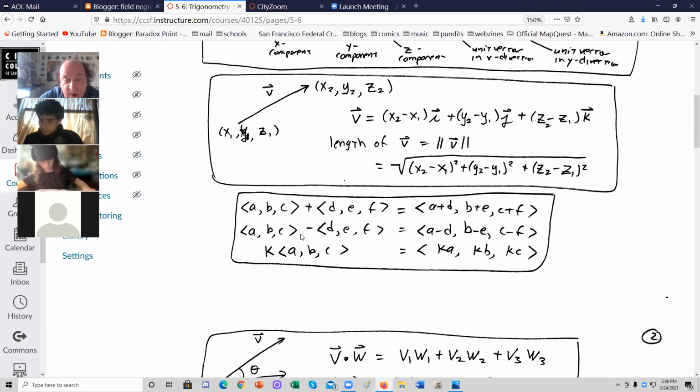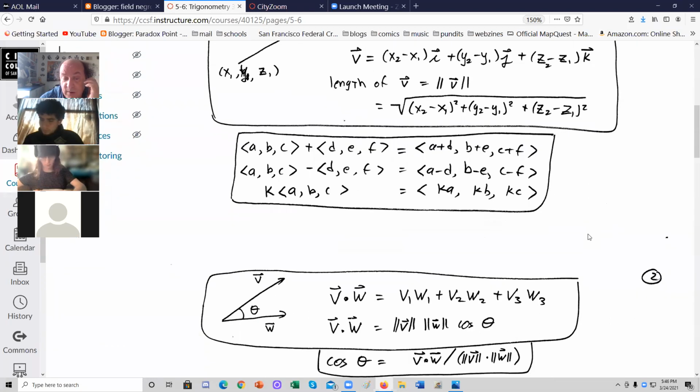And if you subtract vectors, you subtract respective components. a minus d for the x component, b minus e for the y component, c minus f for the z component. And you multiply a vector by a scalar, in other words, a number representing scale. k times (a, b, c) is ka by kb by kc. Again, like with 2 dimensions, only with a 3rd dimension.